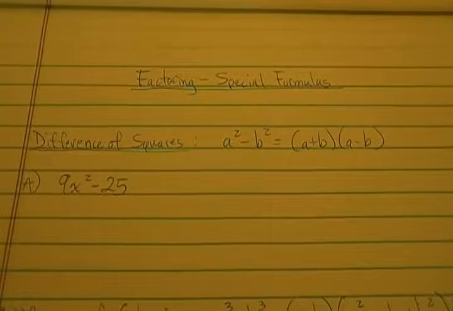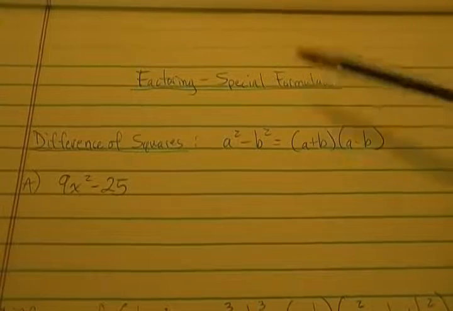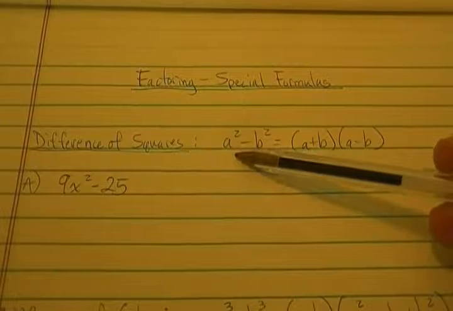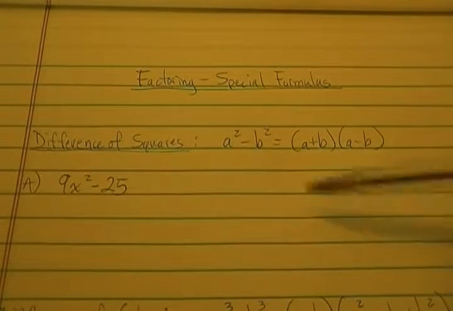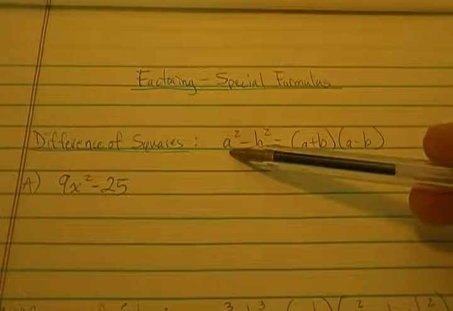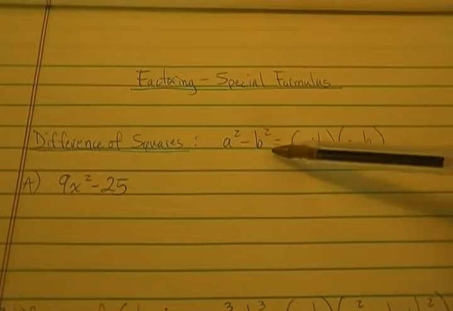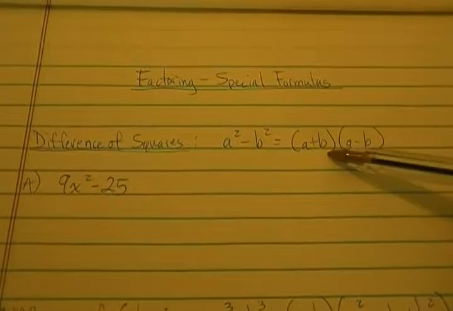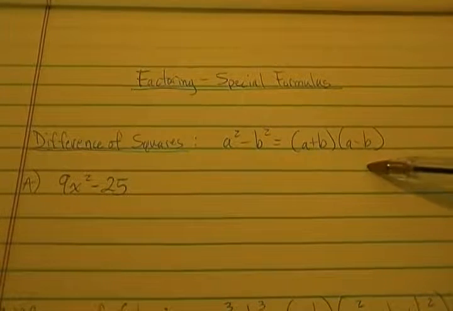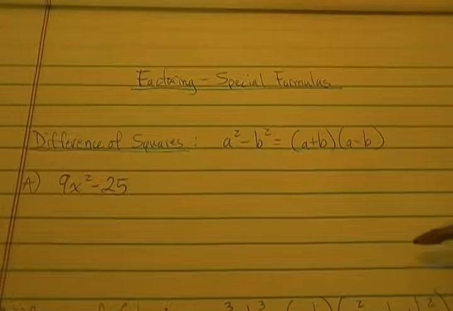Now the first one is definitely the one that you'll see the most often, and it's called the difference of squares formula. If you have something in the form of a squared minus b squared, some perfect square minus another perfect square, that factors into a plus b times a minus b. This is a pretty easy formula to use as long as you can recognize when to use it, and then obviously you have to remember what the formula is.